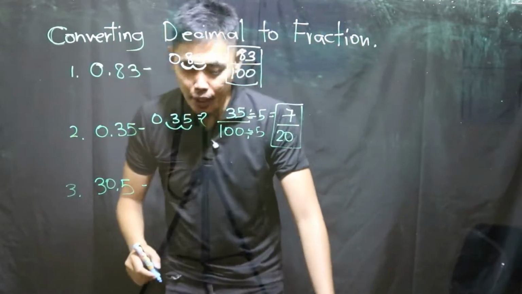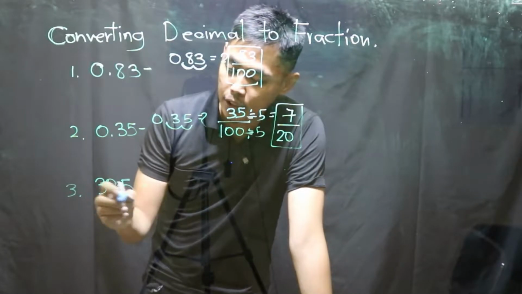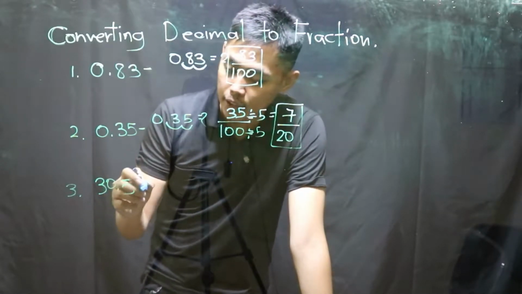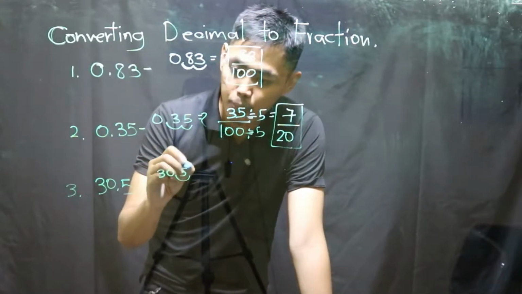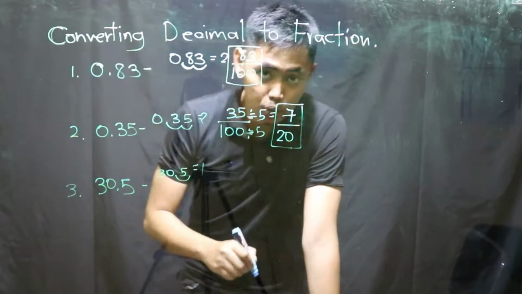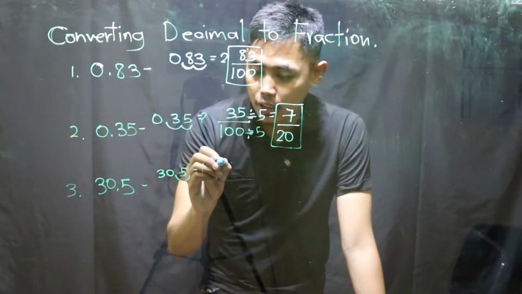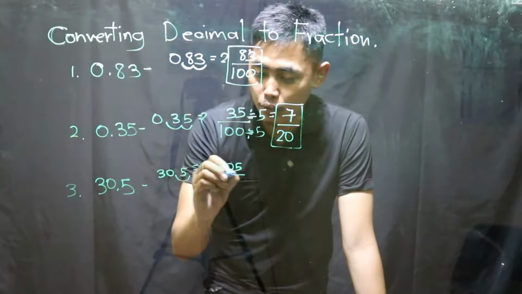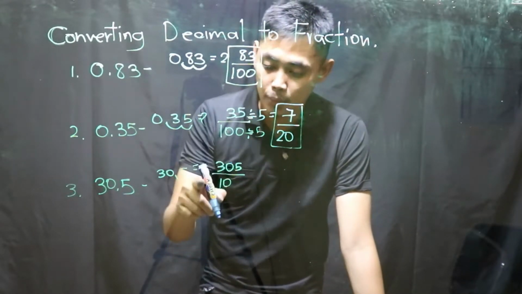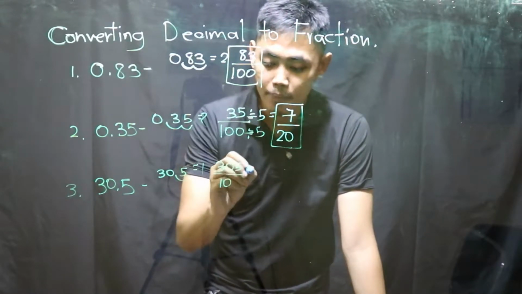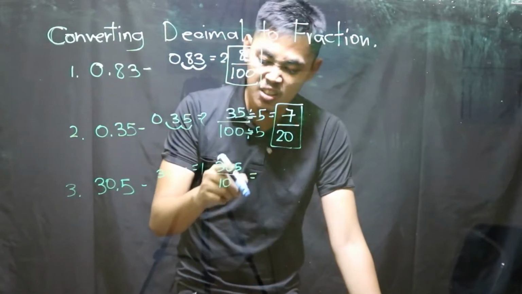How about number 3? We have 30.5. So once again, what you will need to do is to move the decimal place. 30.5, move the decimal place. You notice that you only move the decimal point once. So in this case, you will write 305 over 10, because you only moved 1, there should be only 1 zero. Okay?